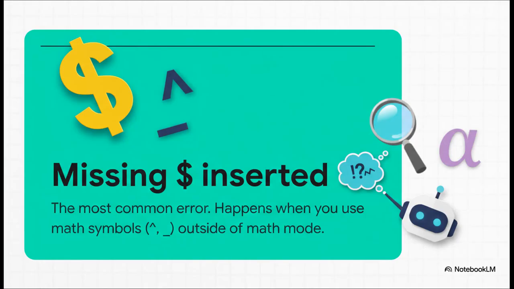First up, the undisputed champion of all LaTeX errors, missing dollar inserted. You have all seen this one. It almost always happens because you used a character that's meant for math, like an underscore, or a Greek letter like alpha, just in your regular text. LaTeX sees that, it completely panics, tries to force everything into math mode, and the whole document just breaks.